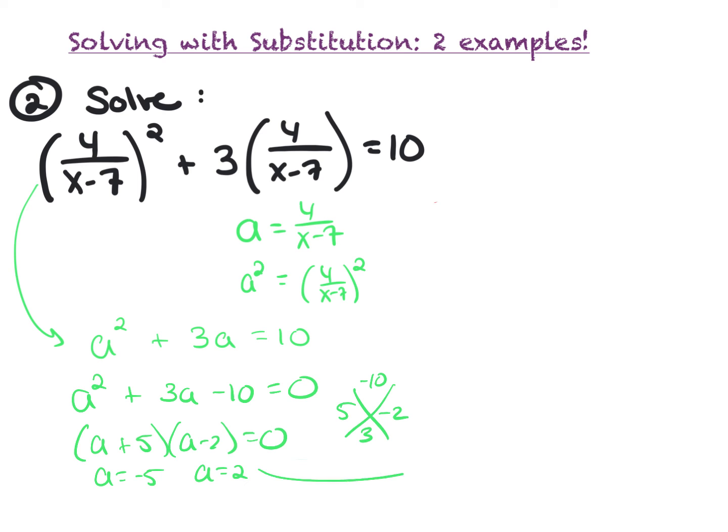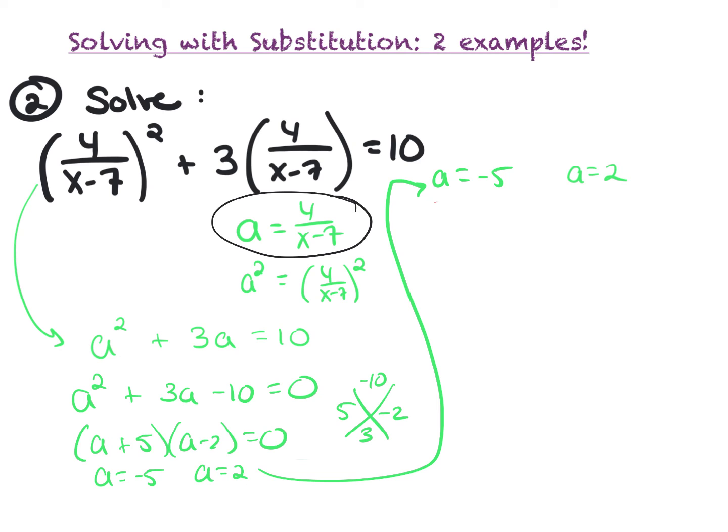But just like in the previous one, we need to make sure we solve for x. So a equals negative 5 and then a equals 2. And let's go back to what a was. A was 4 divided by x minus 7. So we'll have 4 divided by x minus 7 equals negative 5. And then again, instead of a equals 2, 4 divided by x minus 7 equals 2. Cool. Now what we have to do is solve for x here.